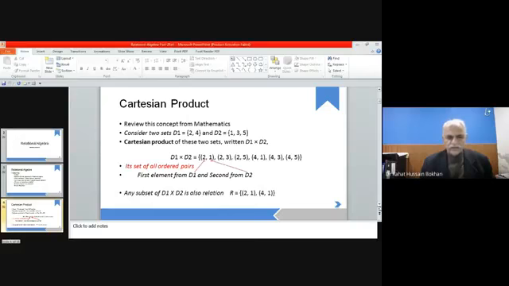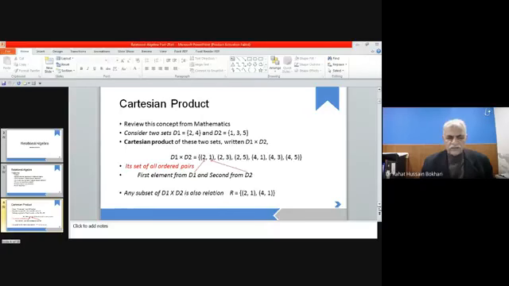Now, if we have to carry out the Cartesian product for these two sets, what do we have to do? We have to make ordered pairs, taking an element from D1 and the other element from D2. Then we have a set of ordered pairs as a result, and we say this is the Cartesian product of D1 and D2.